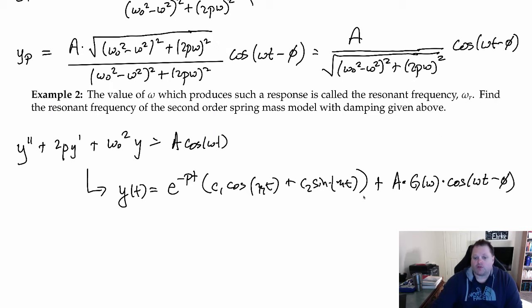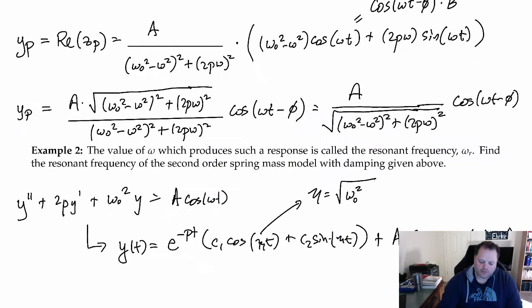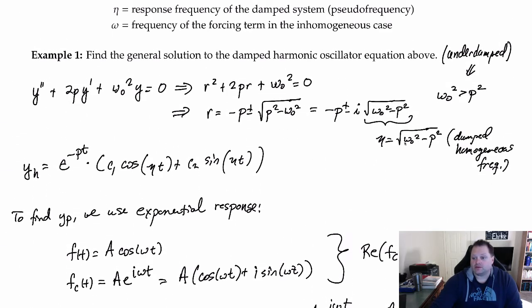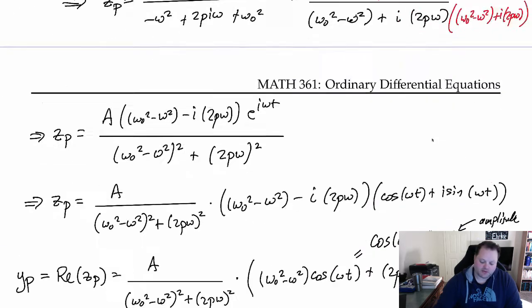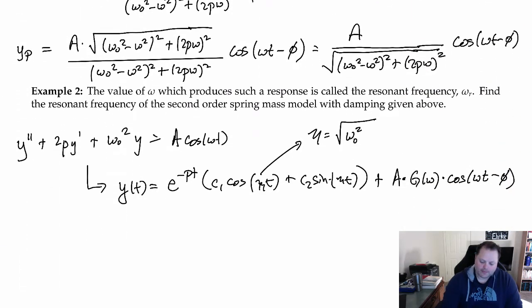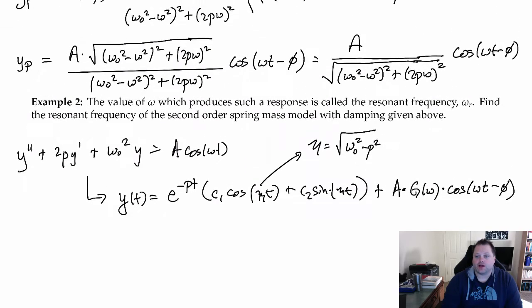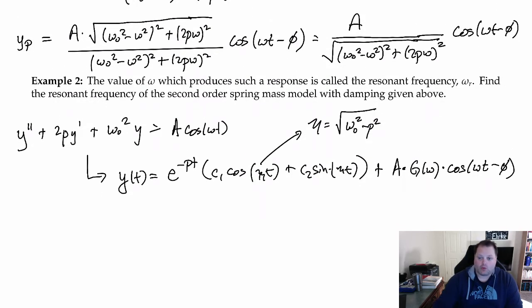So our work on the problem above gave us that this is the solution, and this is where eta is the square root of omega naught squared minus p squared. So if you go back up here and look at eta real quick, where we calculated eta, it's the square root of omega naught squared minus p squared. Okay, so what are the pieces of this solution now that we have done the work? Well, we already know what eta is. We know what p is. A is the original amplitude of the forcing term.